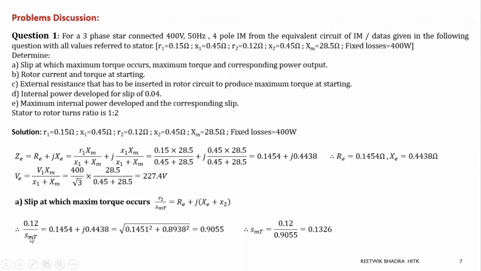And then from here you can find out SMT. 0.12 divided by this is 0.1326. So this is the slip at which maximum torque occurs. The first question is solved: slip at which maximum torque occurs.